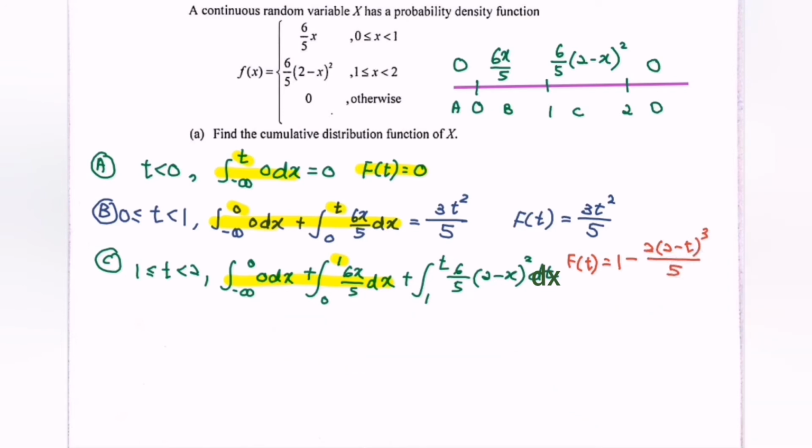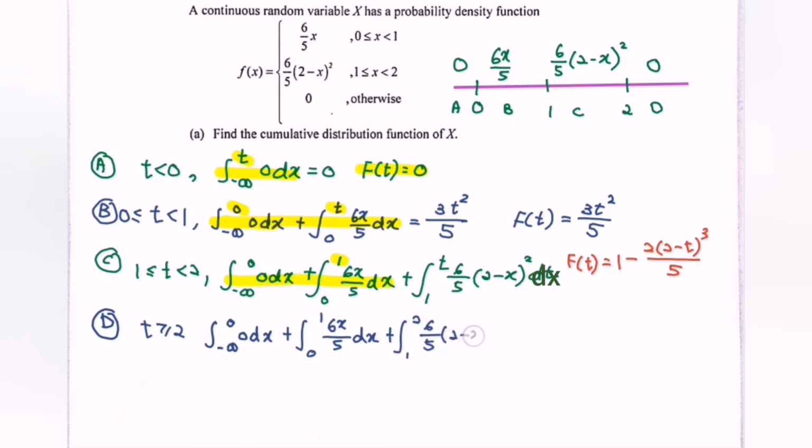Next, for part D, t is greater than or equal to 2. So kindly refer to the situation. Here we have the integral from negative infinity to 0 of the function 0 dx, plus the integral from 0 to 1 of 6x over 5 dx, plus the integral from 1 to 2 of 6 over 5 multiplied by (2 minus x) squared dx. Continue, plus we have the situation, the integral from 2 to t of the function 0 dx.